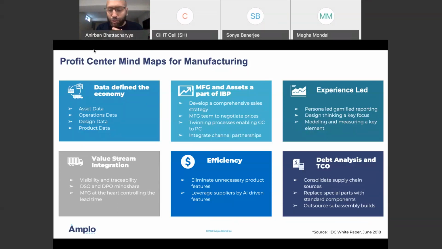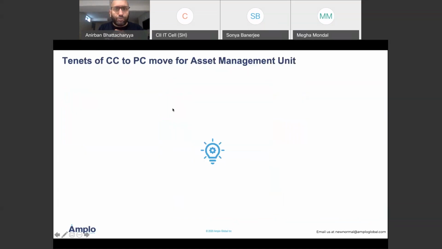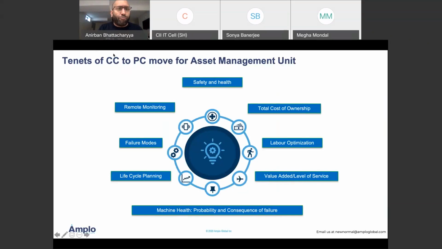Please let me know if you have any questions, and I would like to answer. So we'll take one example of a set, and we will see how these tenets are built on this whole cost center to profit center move.